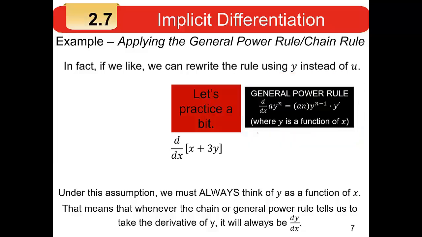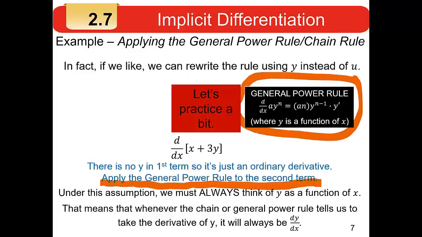All right, let's do another. What if I ask you to find the derivative of this two-term expression, x plus 3y? Well, this is a mixed bag. The first term is just an x. It's an ordinary derivative. But the second term, the 3y, has a y in it, so you have to use the general power rule on that.